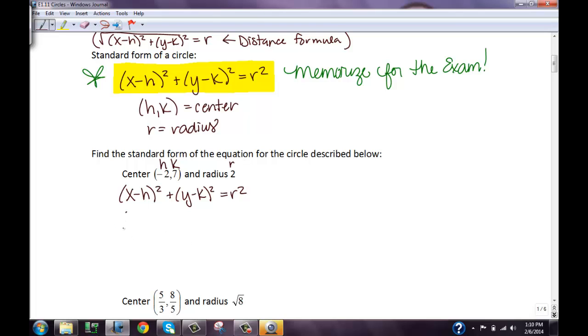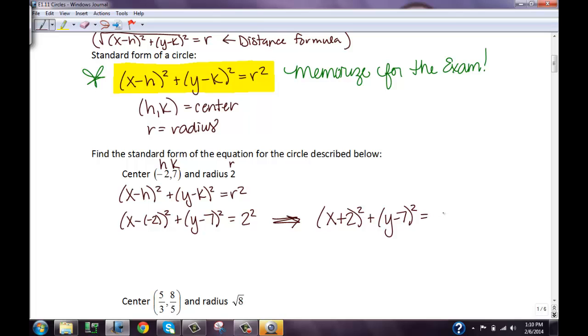So all I have to do is plug it in. x minus the h that they gave me, which is -2, squared, plus y minus the k value that they give me, which is 7, squared, equals my radius, which is 2 squared. And then I just simplify. So I end up with (x + 2) quantity squared plus (y - 7) quantity squared equals 4.